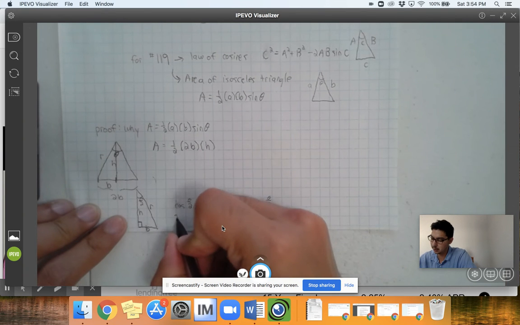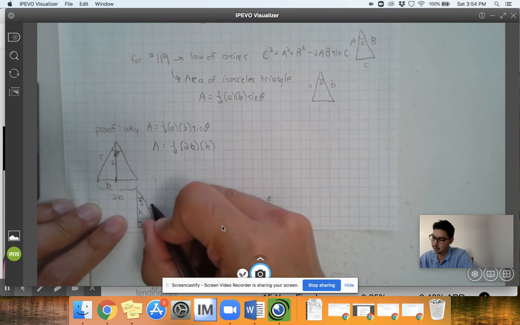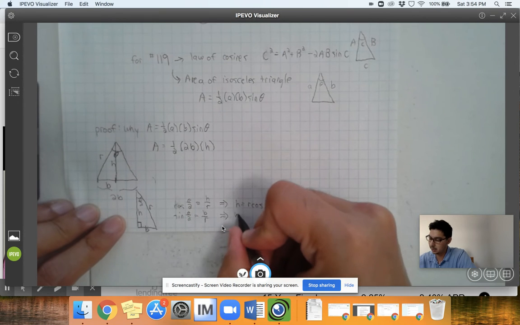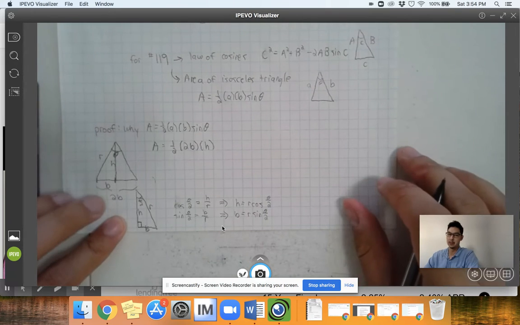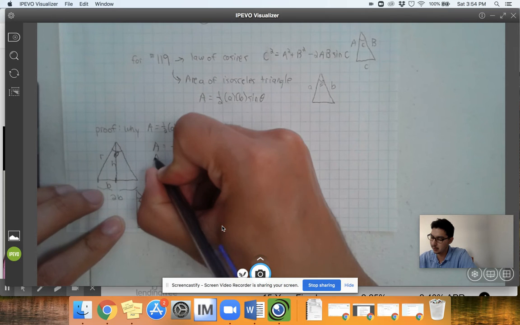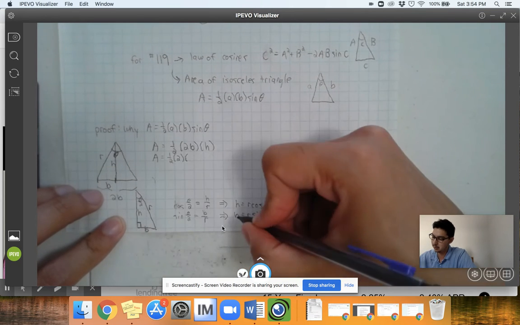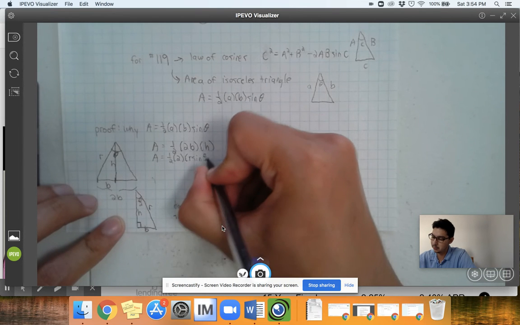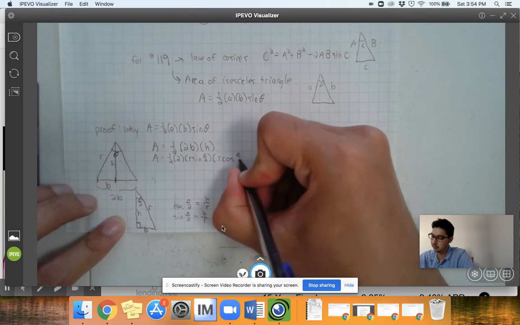Similarly, we know from this triangle that the sine of that angle will equal opposite over hypotenuse, which will be b over r, which implies that the base can be written as r sine theta over 2. So if we use these two in our formula up here, what we end up getting is the area equals 1/2 times 2 times the base, the b, which is going to be r sine theta over 2, times h, which is r cosine theta over 2.